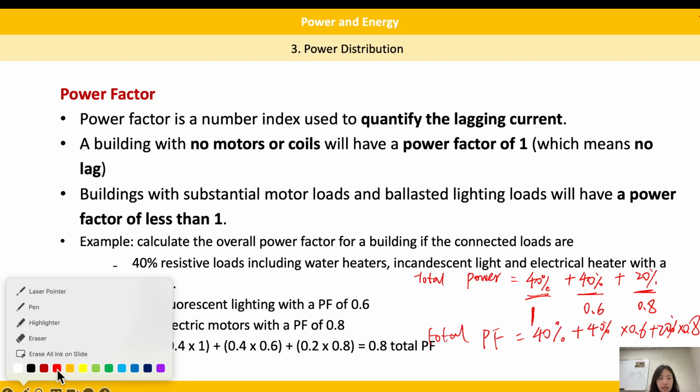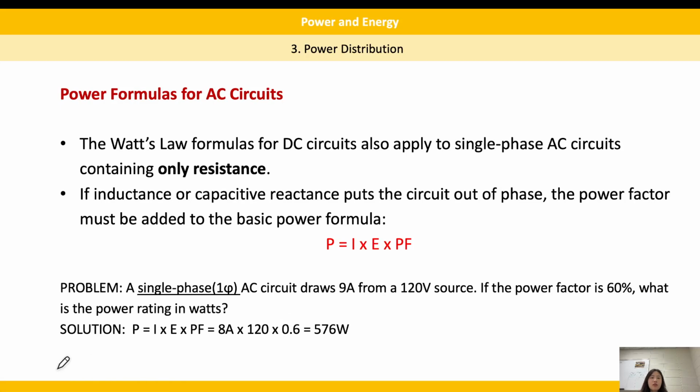So let's see how to do the calculation. The power formulas for an alternating current circuit. The Watt's law formula for DC, direct current circuits, also applies to a single-phase AC circuit containing only resistance. So if lagging current happens, how do we calculate? The original one is P = I × E.